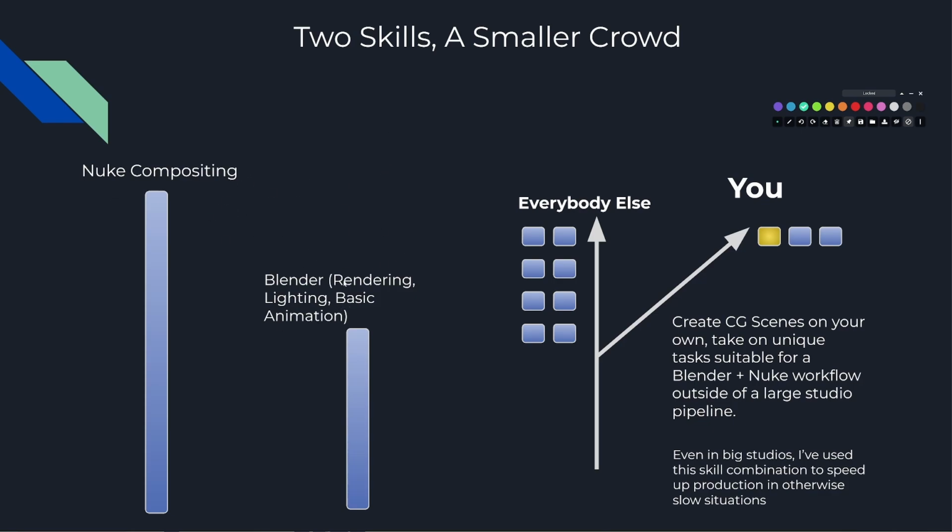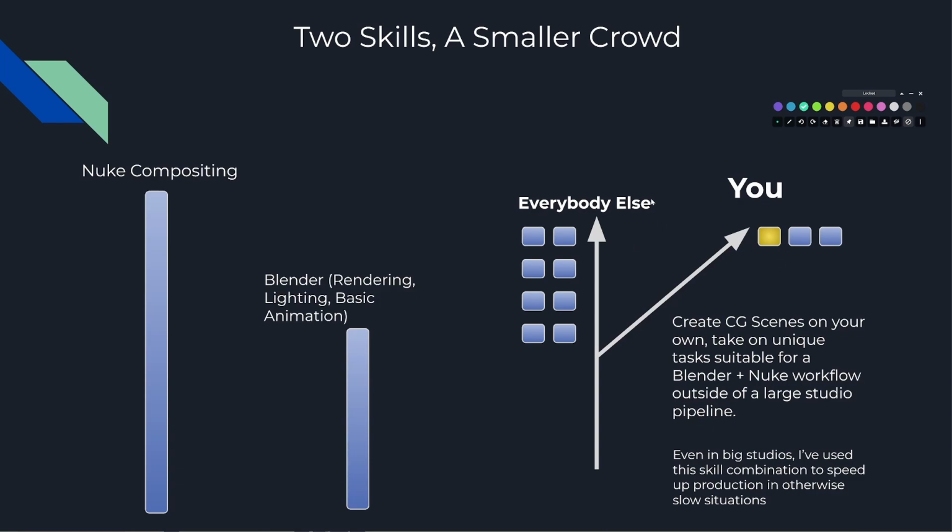So Nuke and Blender, and you don't even have to be a master at the other skill that you're trying to stack onto what you've specialized in. So let's say you have Blender, so now you can create CG scenes on your own, take on unique tasks suitable for a Blender Nuke workflow outside of a large studio pipeline. So even big studios use this combination of skills to speed up production where otherwise, because of various reasons, compartmentalization, just the slow process of a very large studio and moving things between lots of people, occasionally with a skill like that, you can actually do things faster than the giant machine that you're operating within.